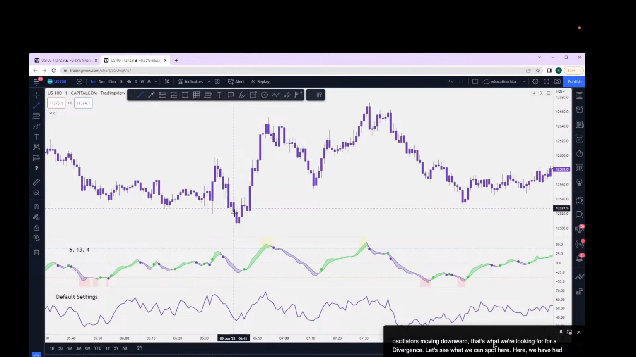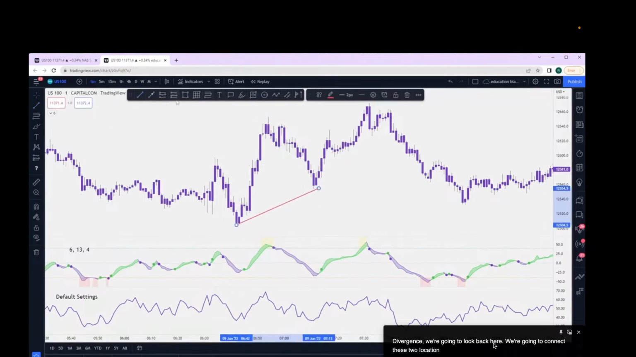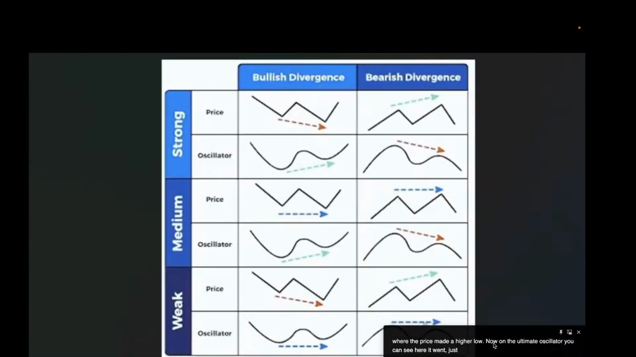Here we have had price make a large push up, and then we get a pullback. These are the types of trades, like I said, when I'm trading with trend. We've had a higher high. Now we're looking for that higher low, and I want to see if there's a divergence here to support this trade. So for a divergence, we're going to look back here, connect these two locations, and then come down here and look. The oscillator, the TSI, made a lower low here, where the price made a higher low. Now on the Ultimate Oscillator, you can see it went just straight across. That is also a divergence. Same level, also a divergence.